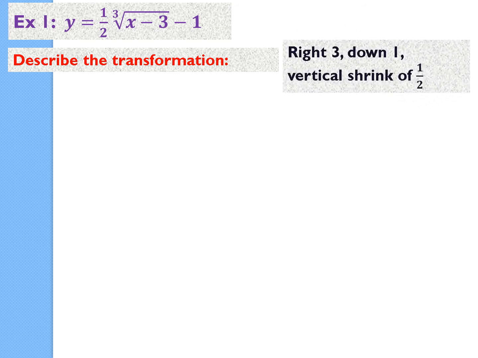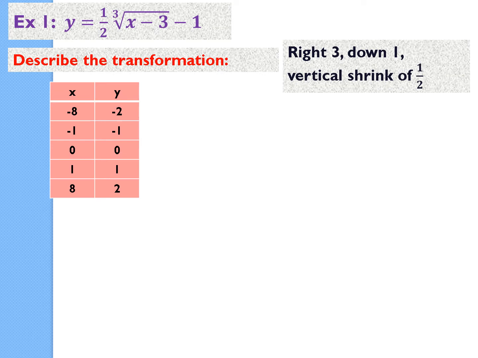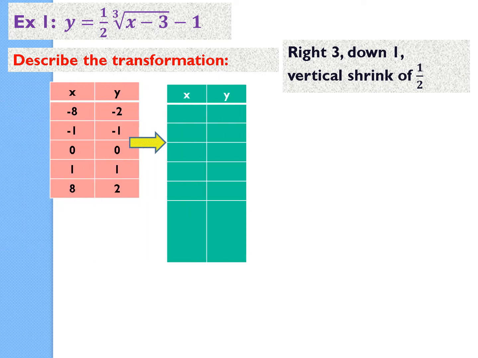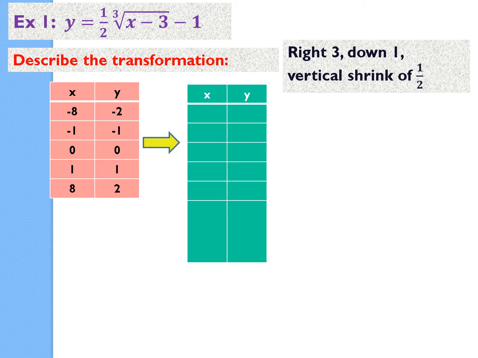Now, we always start with the parent function table, and then we have to ask ourselves, okay, how are we going to go from old x's to new x's? So it's x minus 3 underneath the radical. So remember, it's opposite day. So instead of subtracting 3, we're actually going to add 3 to each of our x's.